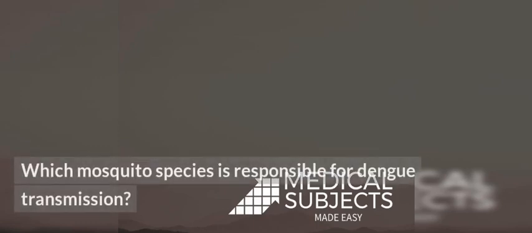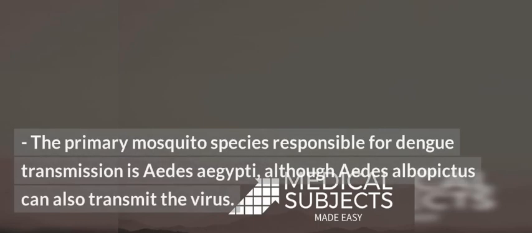9. Which mosquito species is responsible for dengue transmission? The primary mosquito species responsible for dengue transmission is Aedes aegypti, although Aedes albopictus can also transmit the virus.